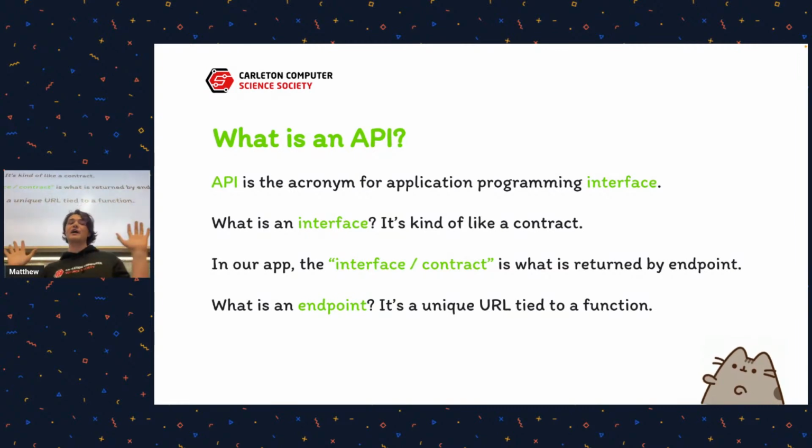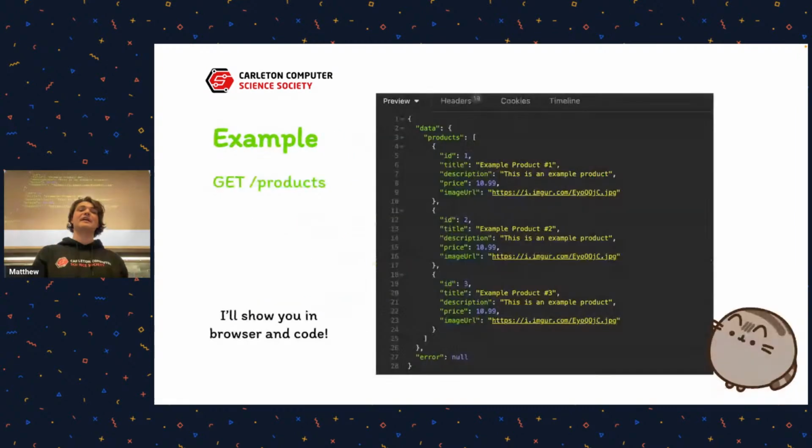That might seem very convoluted, but what it really looks like is a contract where when I say get products, I expect a list of products to come back. That's the main thing about what an API is: you expect something to happen. In this case, we are asking for the products and therefore are getting the products.